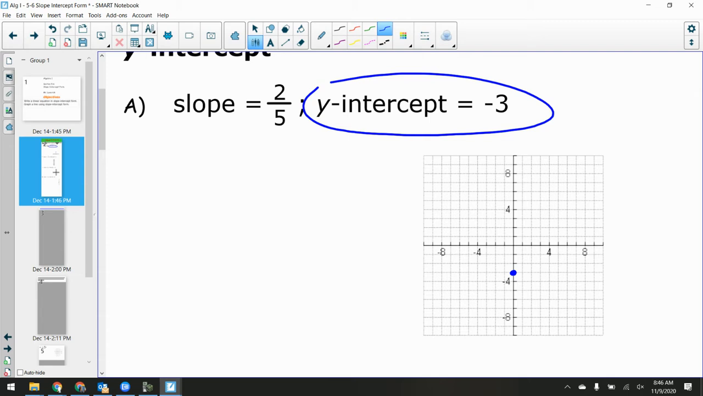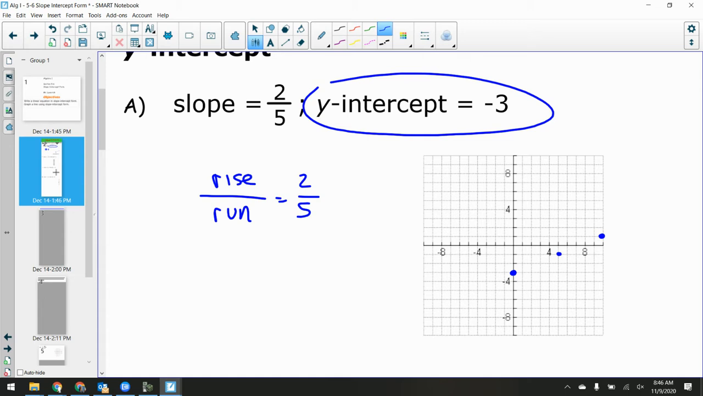What do I mean by that? My slope, my rise over my run, is 2 over 5. So I rise 2 and run 5 from this location. From our coordinate at -3, I rise 2 and go right 5: 1, 2, 3, 4, 5. Then I can keep going up and over 5. I went up and right because the slope was positive, both positive.